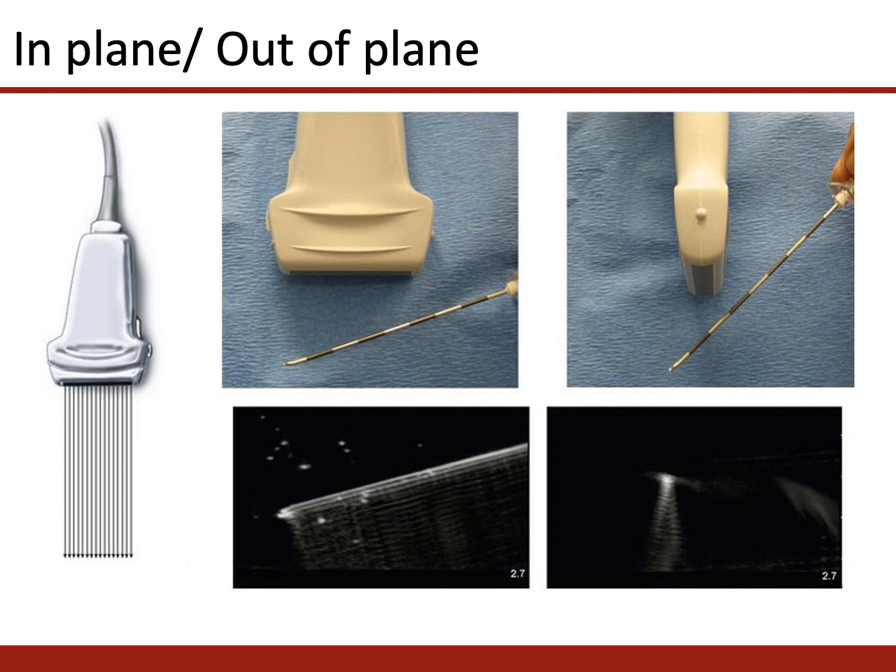So in the middle image, we can see that if a needle is introduced in plane, it transects the cross-sectional plane of the ultrasound, and we can see the entirety of the needle. In the image to the right, if we use an out-of-plane technique, we can see the ultrasound beam transects the needle, so we have a cross-sectional image of the needle, i.e. a circle.